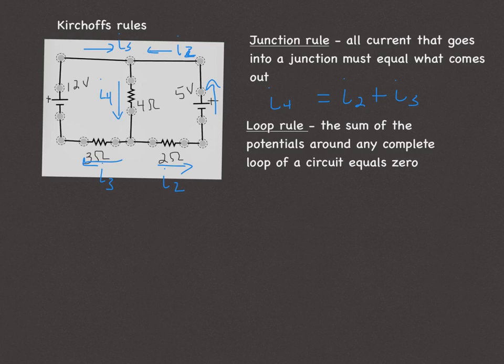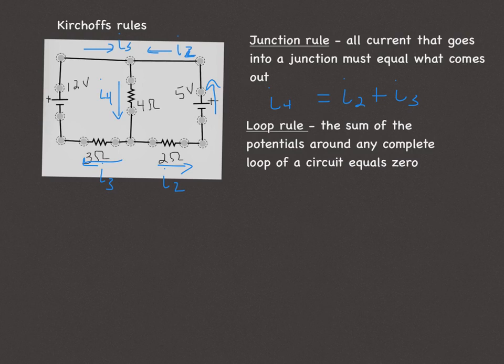I4. So as long as you pick your direction of the current flow, you can completely guess, have all three of them in the wrong direction, and you can still get the correct answer at the end. Just make sure that you reason out your junction rule the appropriate way. All right, so there's our junction rule.